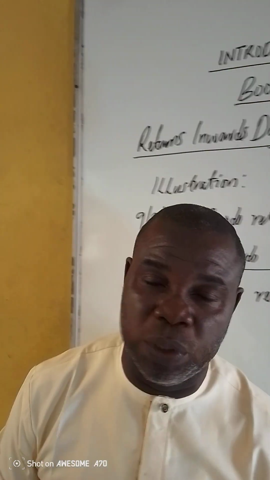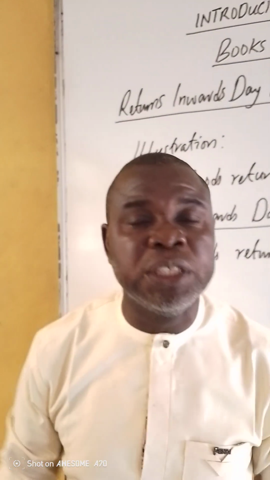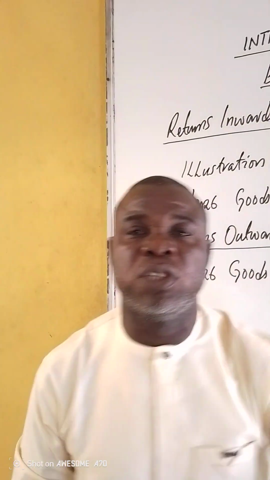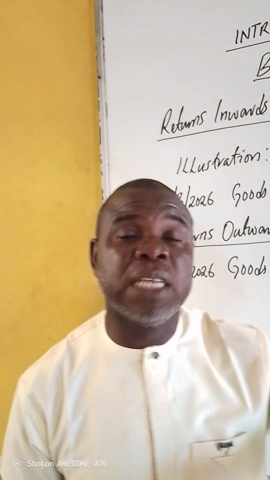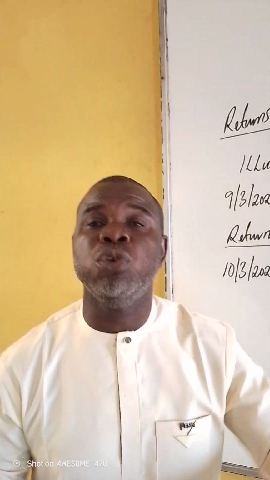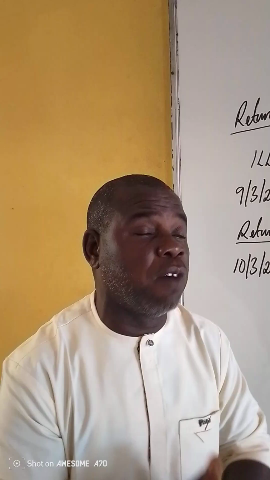What is a return outward daybook? A return outward daybook is a book of original entry into which goods that were purchased from suppliers into the business, and are now returned, are recorded. When the goods are returned by the business to suppliers or anybody that the goods were purchased from, then you use the return outward daybook. I'm emphasizing this because it's the confusion of most learners.